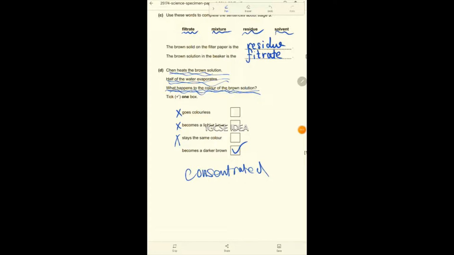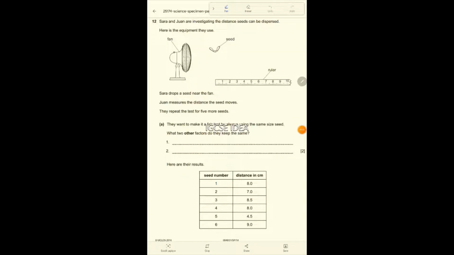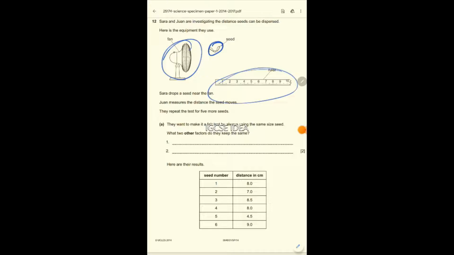Sarah and Joanne are investigating the distance seeds can be dispersed. Here is the equipment they use. Okay, this is the seed, this is the fan, and this is the ruler they're using. Sarah drops a seed near the fan. Joanne measures the distance the seed moves. They repeat the test for 5 more seeds. They want to make it a fair test by always using the same size seed. What 2 other factors do they keep the same?